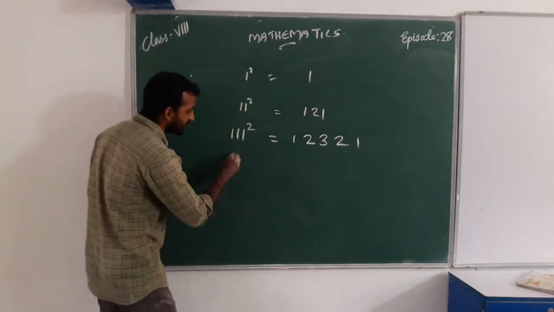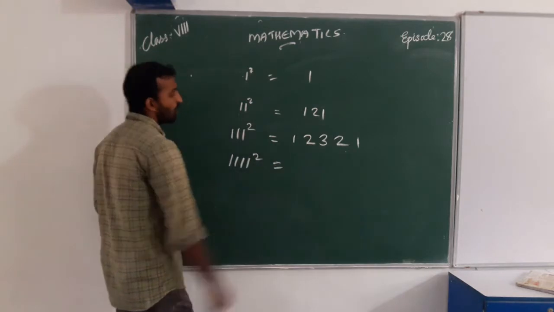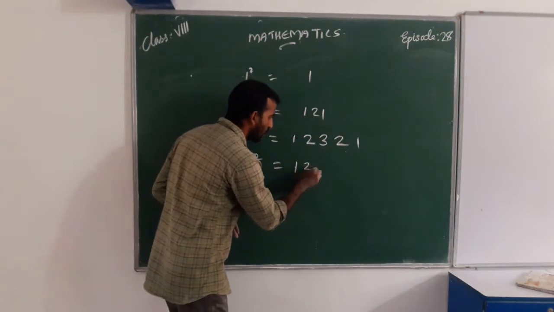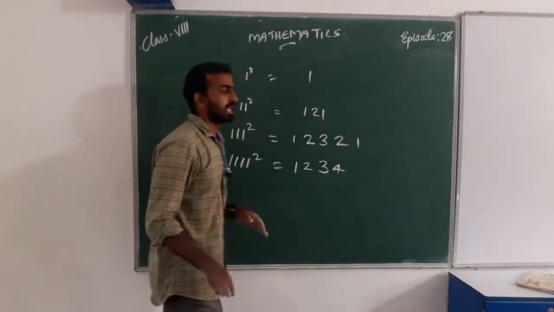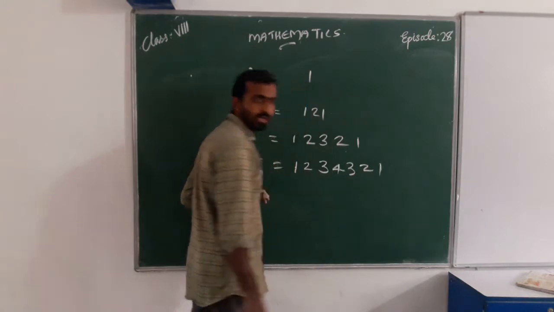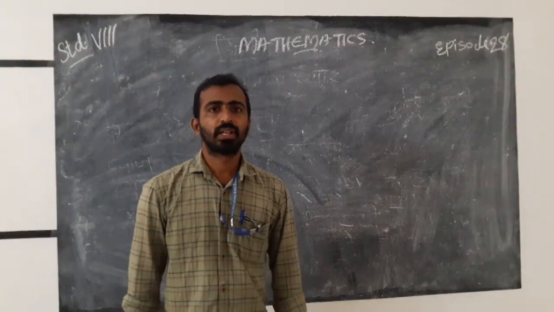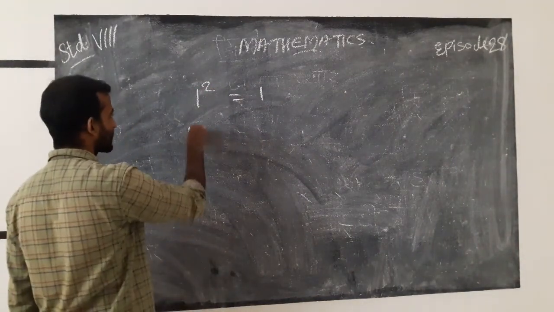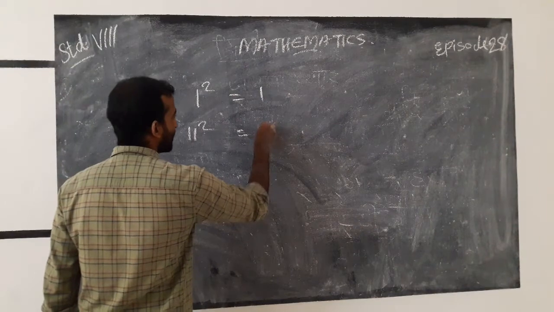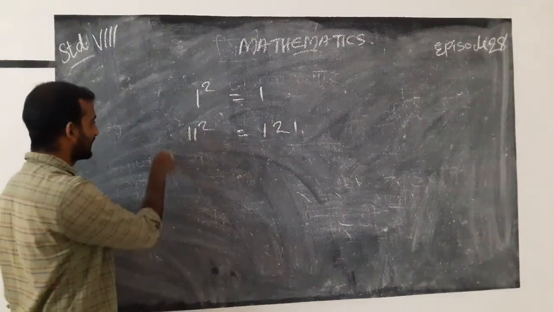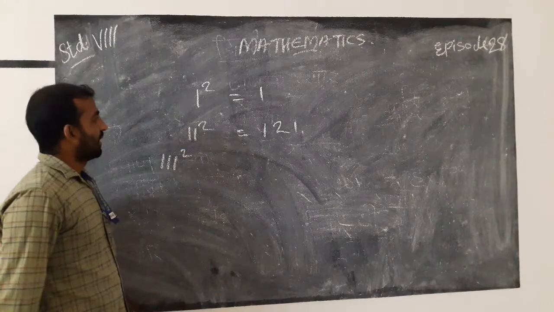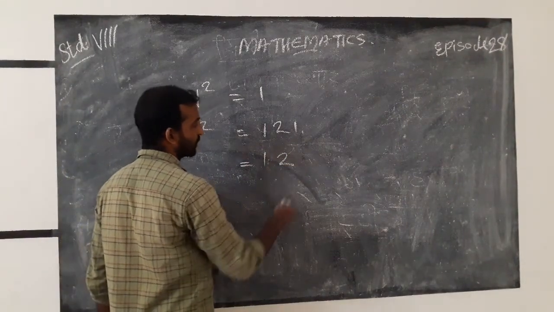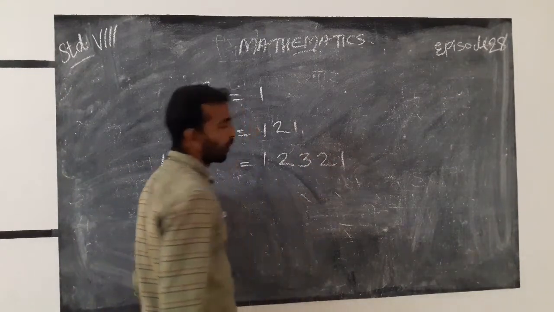Otherwise, another one: 1111 square. We can write it as 1, 2, 3, 4, 3, 2, 1. I repeat, 1 square equals 1, 11 square equals 121, and 111 square equals 1, 2, 3, 2, 1.